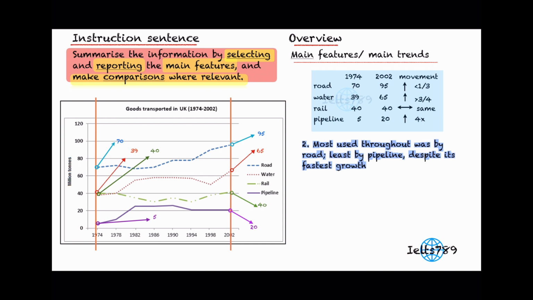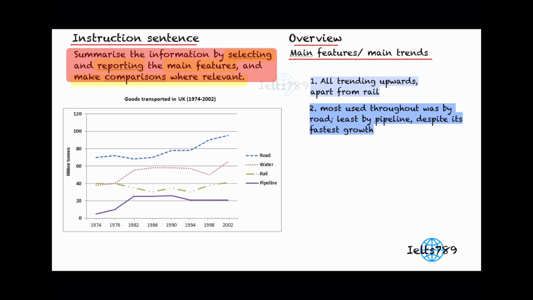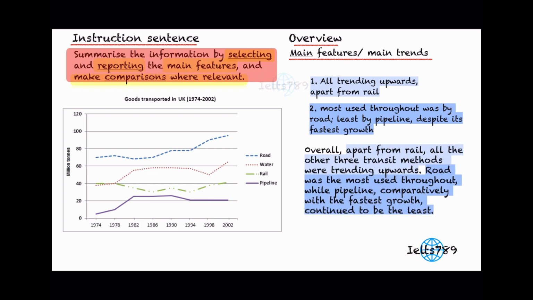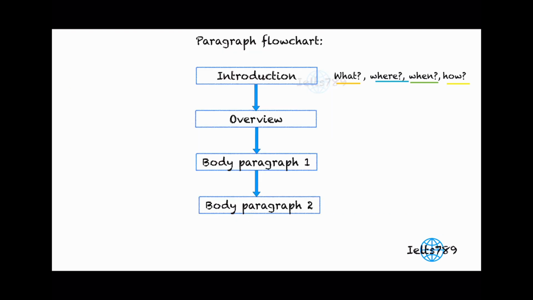Putting trends 1 and 2 together, we have our overview. Overall, apart from rail, all the other 3 transit methods were trending upwards. Road was the most used throughout, while pipeline, comparatively with the fastest growth, continued to be the least. To recap, the introduction presents the task by providing answers to what, where, when, and how, while the overview summarizes the main features or trends.